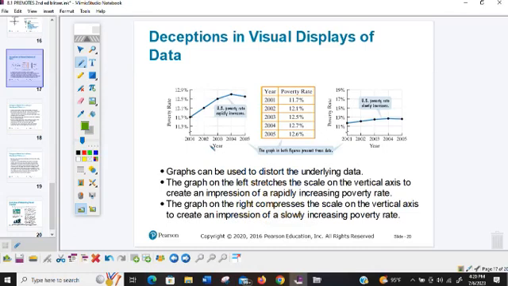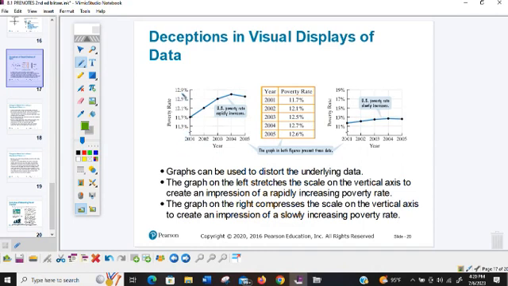Right, in this video, we're going to be talking about some of the deceptions that they will do when they are doing visual displays of data. So in your graph, these two graphs represent the same data, okay? It's the poverty rate. But they look very different.